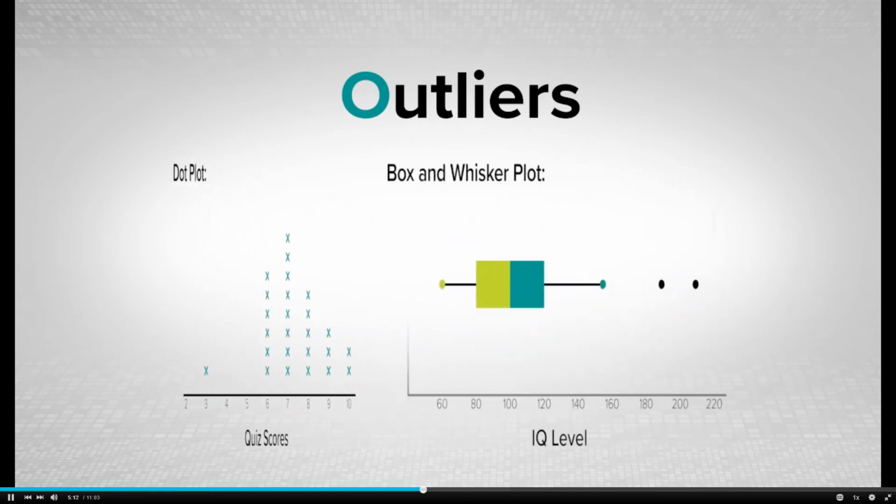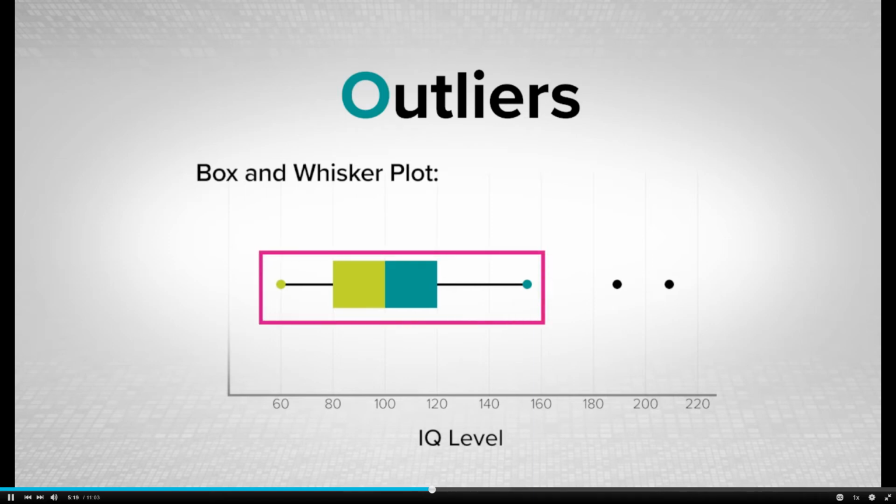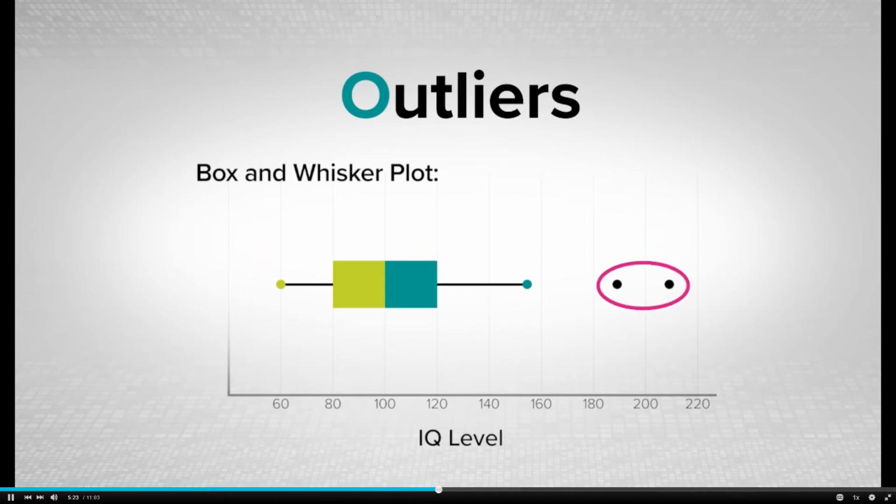Or, in a box plot, they are distinguished by dots. As you can see in the box plot, you've got the regular box and whisker plot, which we'll talk about making later, and then you have the little dots. Those dots are outliers.